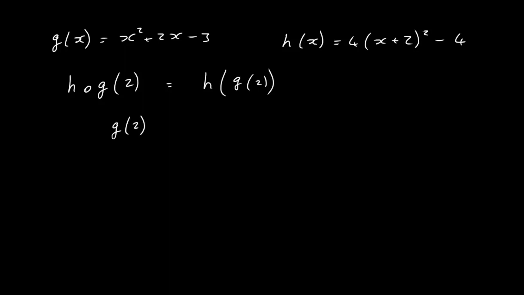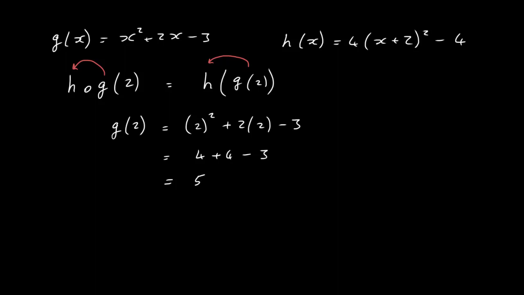So remember, we've got to start in the middle here and work our way out to h. We've got to start at g, so we've got to put 2 into g first. So we do g of 2. Well, that's going to be 2 squared plus 2 times 2 minus 3. If we do that, we get 4 plus 4 minus 3. That'll give us 8 minus 3, which is just 5.